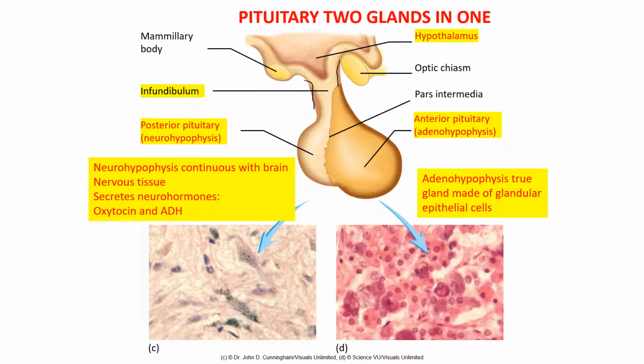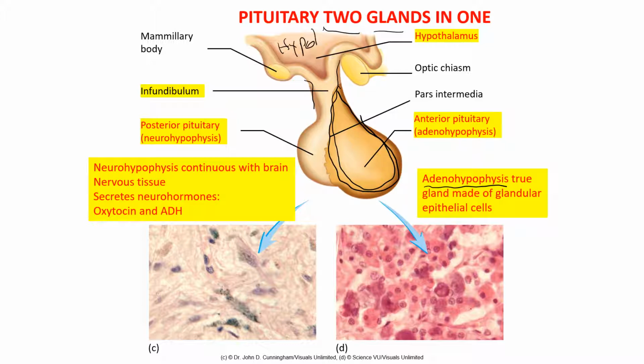Notice that the pituitary has two glands, not one. The anterior pituitary gland is made of epithelial tissue and is considered a true gland and is also called the adenohypophysis. Notice there is no direct connection between the adenohypophysis and the hypothalamus above.